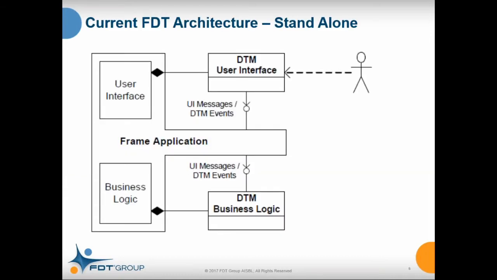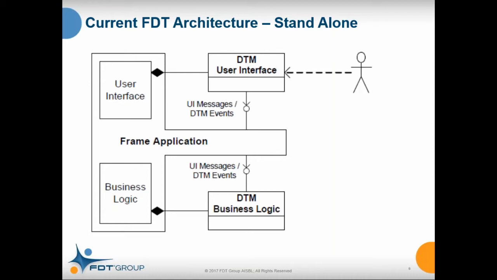So today, this is our current architecture for FDT2, and this diagram is taken right out of the FDT2 specification. So this is the standalone desktop version of FDT, which is probably the most widely deployed topology for FDT. By far and away, the majority are these desktop standalone applications.